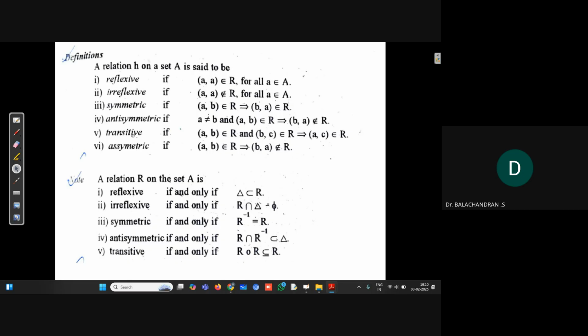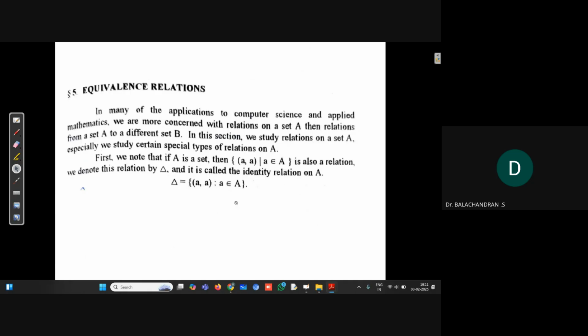Okay. A relation is transitive if (a, b) in R and (b, c) is in R, then (a, c) belongs to R. Now I think this definition is also useful to prove some of the theorems. Delta means the identity relation. I think I told in the last class. What is the identity relation? Delta is equal to the set of all (a, a) such that a belongs to A. So this is an identity relation.